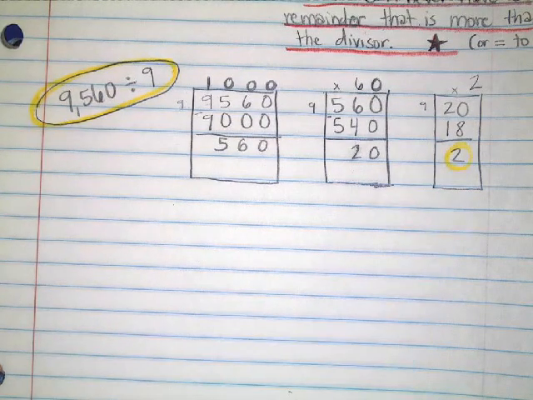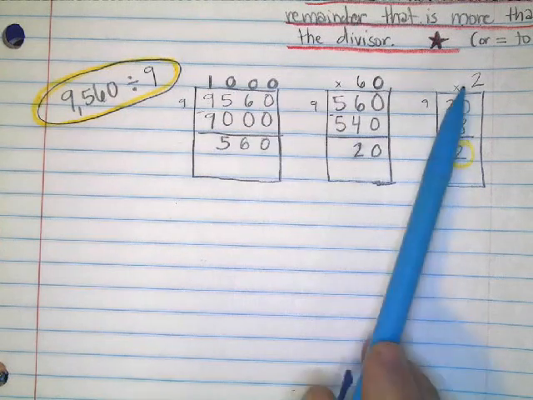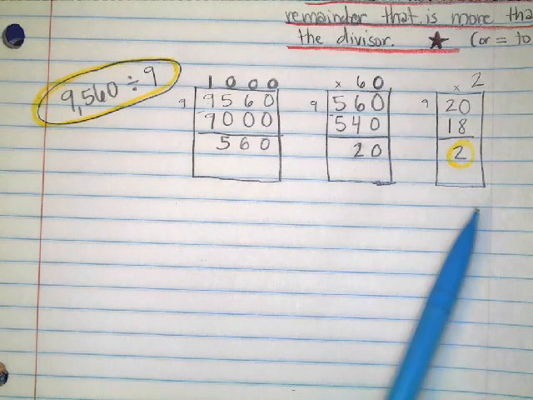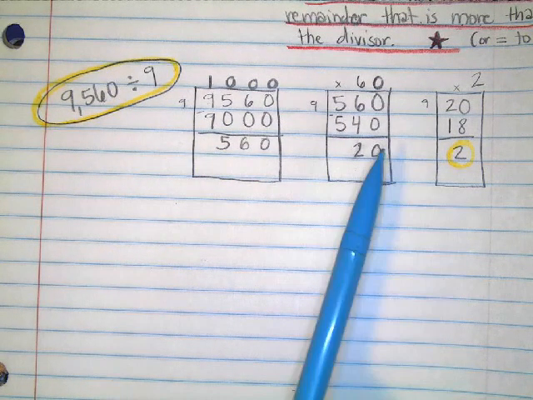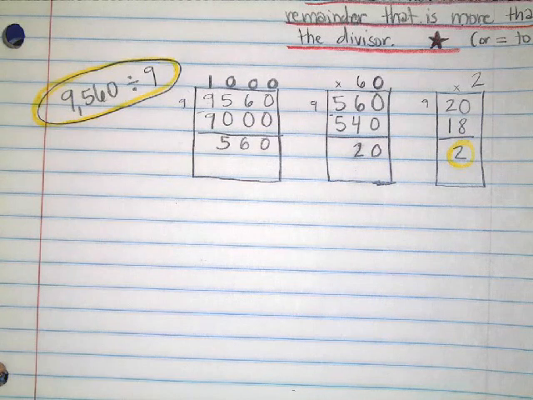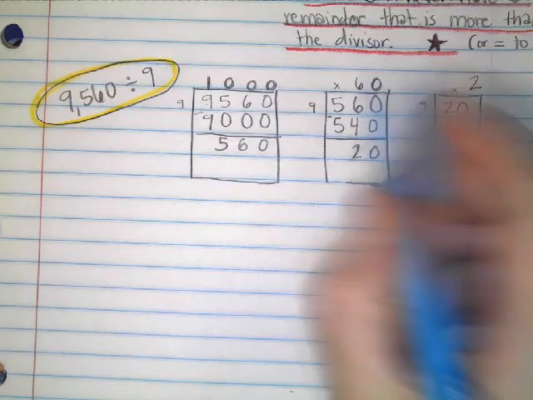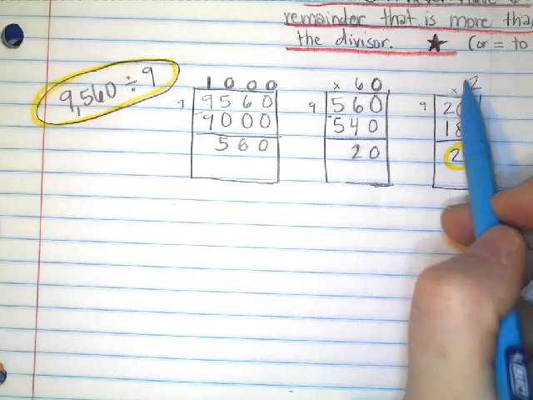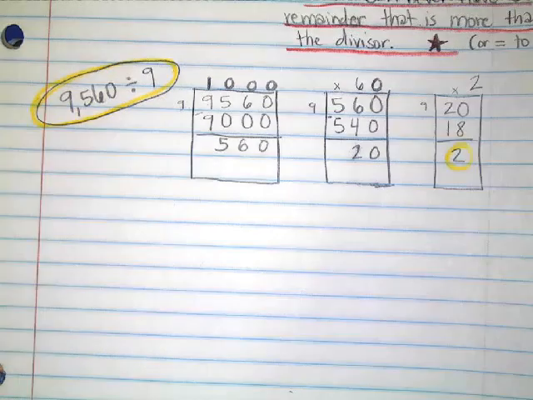So I'm going to circle it in yellow and make sure that it's smaller than the divisor, which was 9, and it is. So I have my quotient. My quotient is the numbers on top. My remainder is the number left over, and it has to be smaller than the divisor. So I want you to be clear about that. A remainder is not your quotient. The quotient is the whole numbers, and the remainder is the pieces left over.